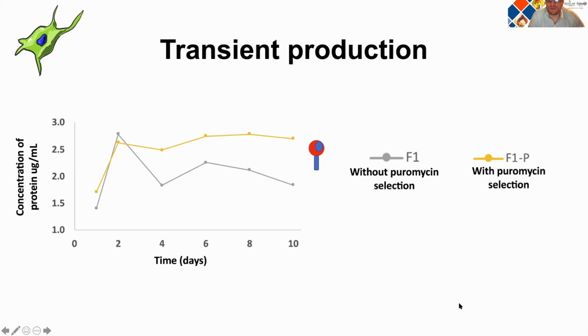And here we have the results of the transient production experiment of the F1 protein, using puromycin to select the transfected cells and only media as a control. And you can see in the culture of 10 days that if we apply pressure with puromycin, we can produce around 2.5 micrograms per milliliter of F1 protein.